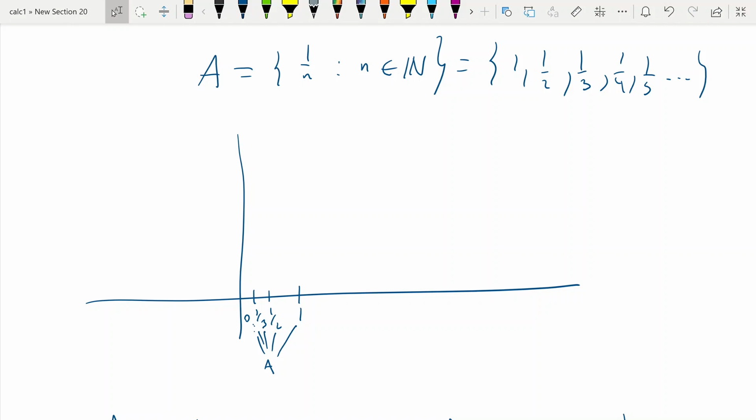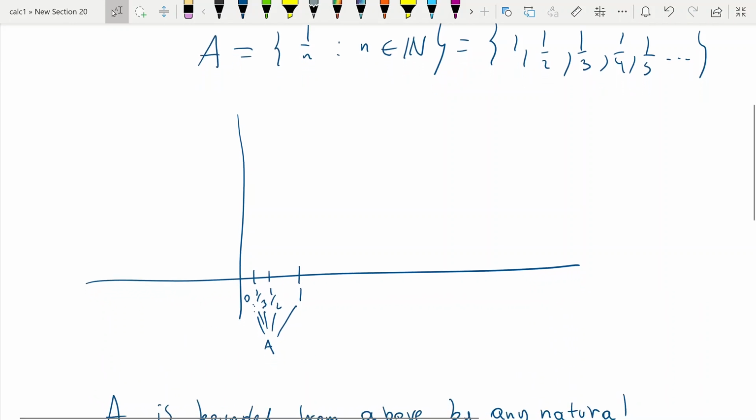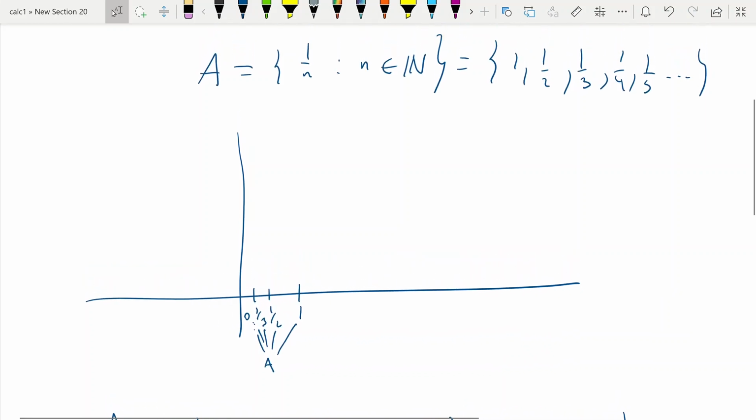And you see that if you pick any number greater than 1, then 1 is of course less than that number, and all upper bounds have to be at least 1. So that would imply that 1 would have to be the supremum. On the other hand, 1 also belongs to the set.